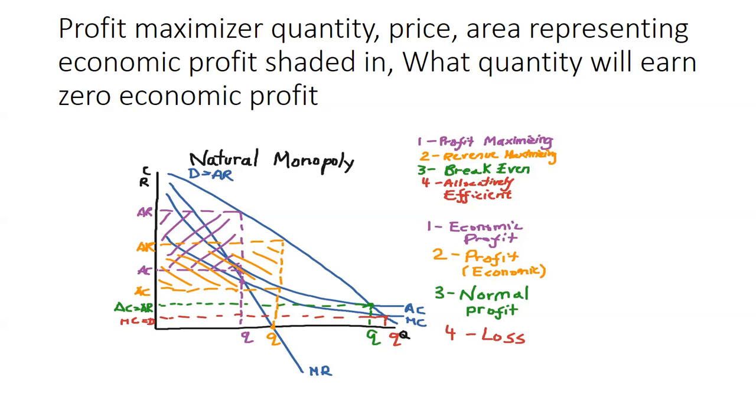Then they wanted you to do the profit box. So on the profit maximizing line where it hits demand, you bring it down to the ATC and across, and this purple box with the lines drawn in is the profit box. That was, I think, point 3. What quantity will earn zero economic profit? You just went where ATC crosses demand down there, and that was another point. That might have been point 4.